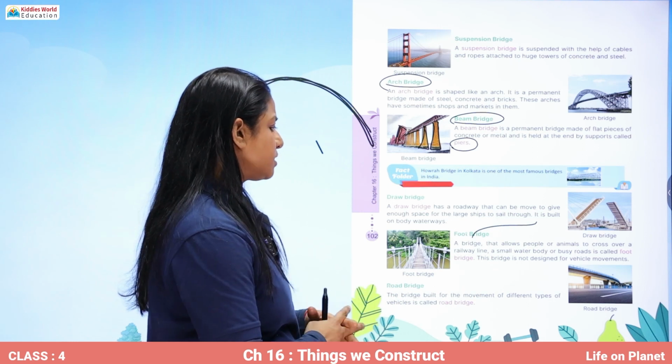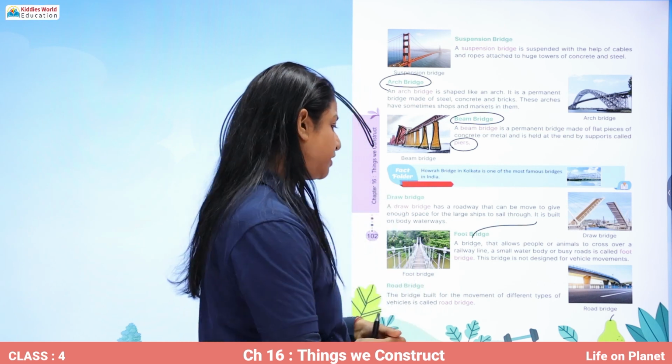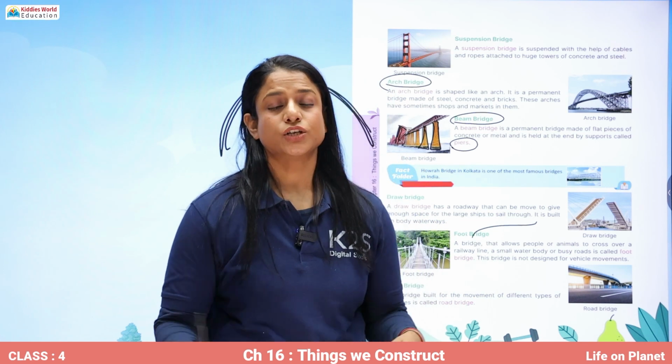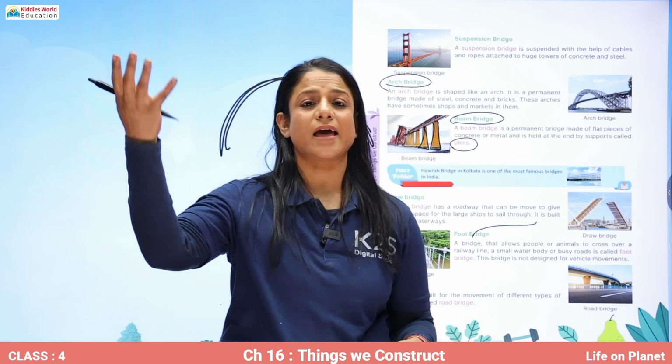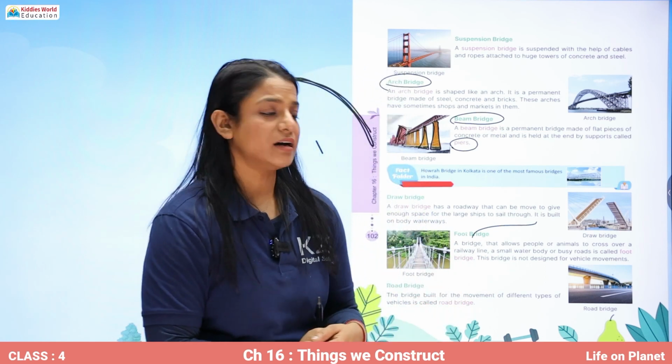Now, what is a road bridge? The bridge built for the movement of different types of vehicles is called a road bridge. So, a bridge which looks like a road only, but is actually a bridge, is called a road bridge, also called a flyover.